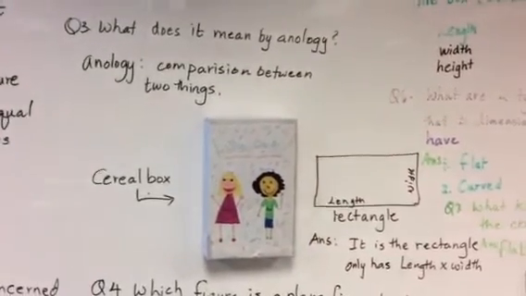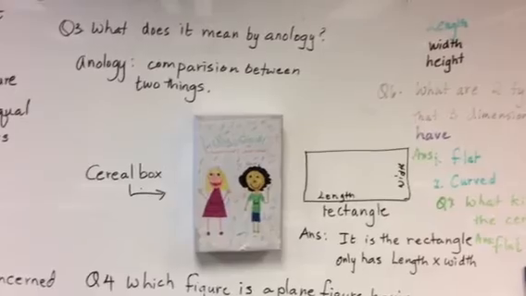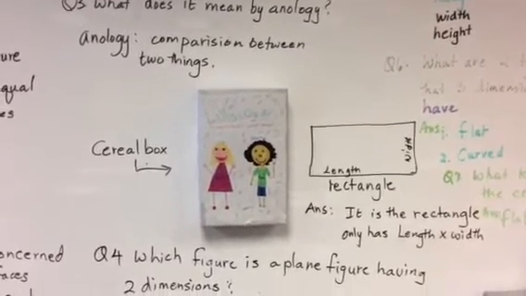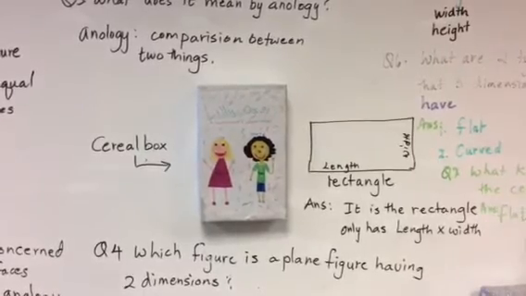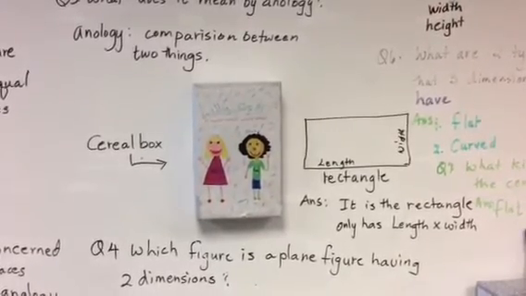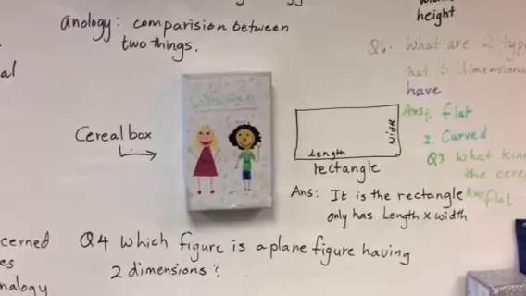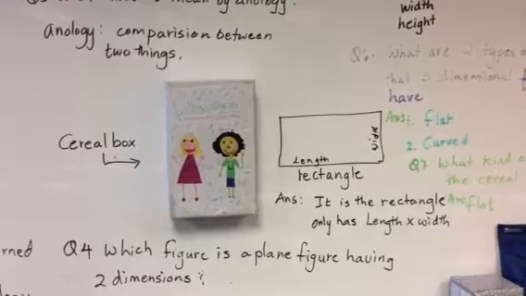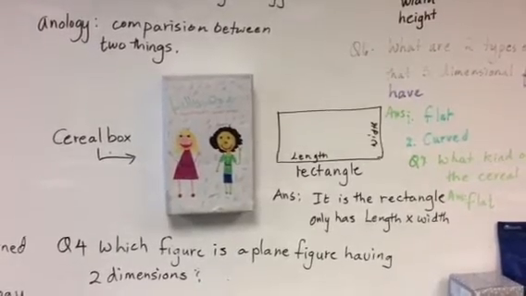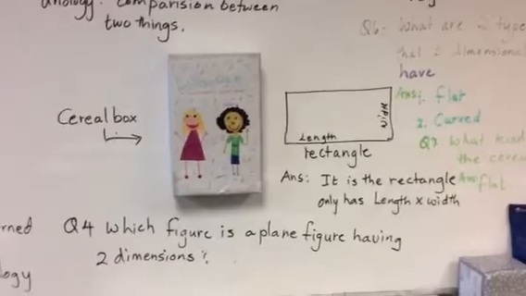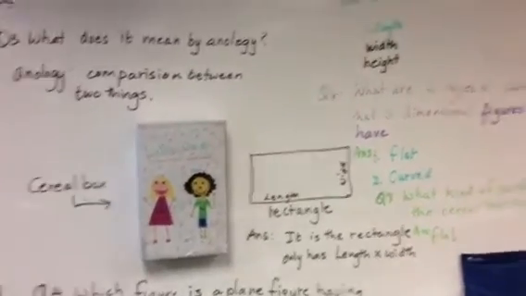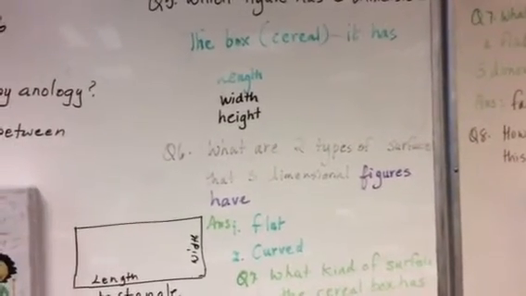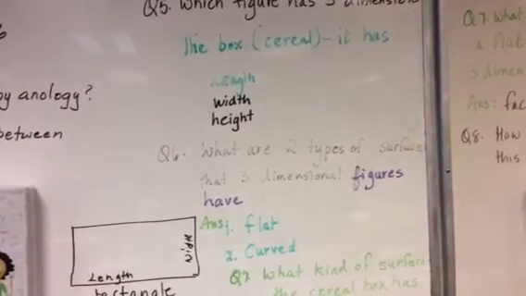So here we have a cereal box and a rectangle drawn on the whiteboard. Which figure is a plane figure having two dimensions? Look at it. It is the rectangle drawn on the whiteboard because it only has length and width. That's all it has. Which figure has three dimensions? The cereal box. It has a length, width, and a height.